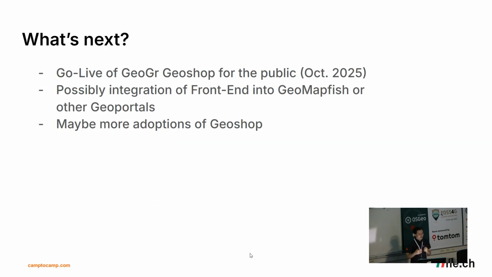And what's next? We already have the GeoShop in production, but the go-live for the public will be in October. We expect a lot more bugs to be discovered then, because so far we only have three or maybe five products, depending on the definition of a product, and just a limited number of users. As soon as we get more traffic, more products, I expect us to run into more problems. So this will be in October, and we will see how it goes.